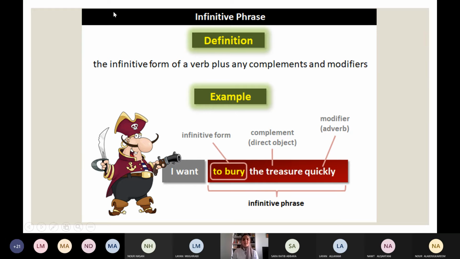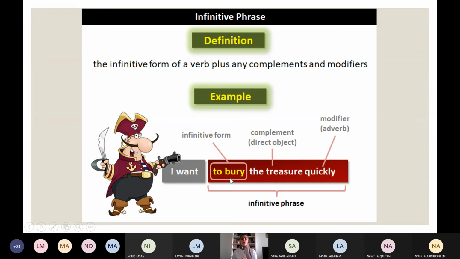And then we go to infinitive phrase. To plus verb plus the modifiers. Direct object and modifiers. Like the gerund, exactly like the gerund. Why? Because it is a verbal. It looks like a verb, so it takes direct object.